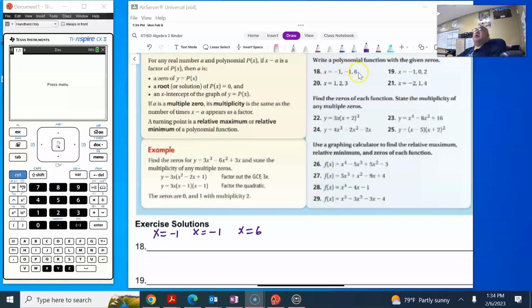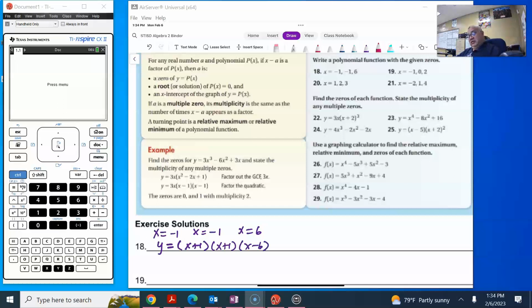It says write a polynomial function with the given zeros. So I have x equals negative 1, x equals negative 1, and x equals 6. So we're going to go backwards. We're going to write it as linear factors. So we have y equals x plus 1, x plus 1, x minus 6. So we have x plus 1, and x minus 6. And now we're going to multiply.